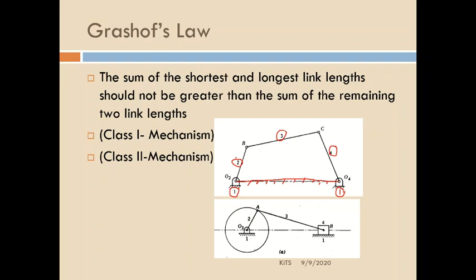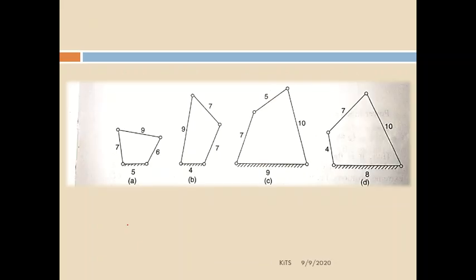The sum of the shortest and longest link length should not be greater than the sum of the remaining two link lengths. If the particular mechanism obeys this law, then it is called a class 1 mechanism. If the mechanism doesn't obey this law, then it is called a class 2 mechanism. Here they are given some examples.